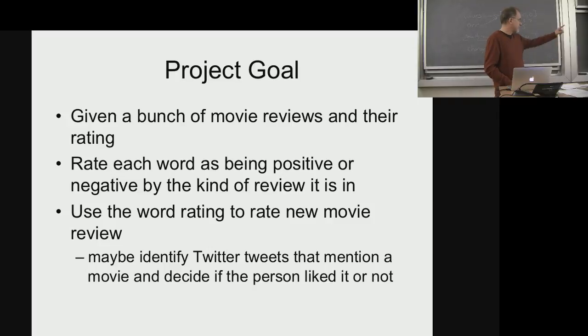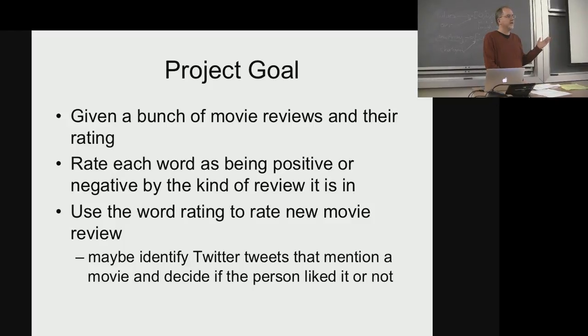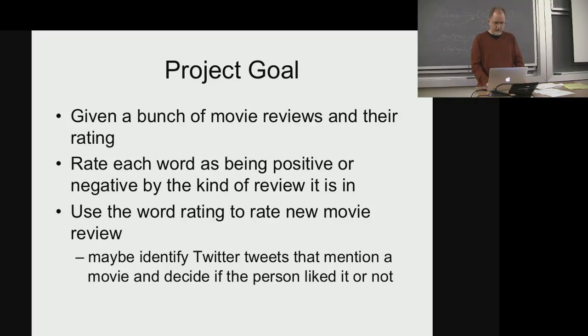And then we're going to use these word ratings to rate new reviews that maybe the person didn't give a formal number to. So if we somehow decide that there's a tweet or something that's related to a movie, we're going to scan all those words and figure out whether the sum of all those word scores makes it seem like a positive review or negative review. So let's briefly look at how that might work.